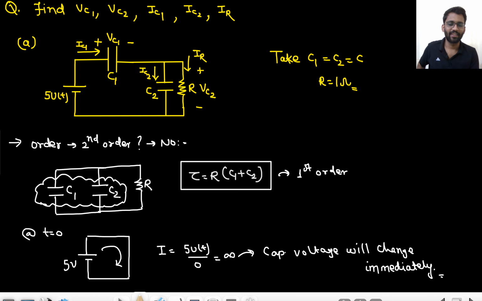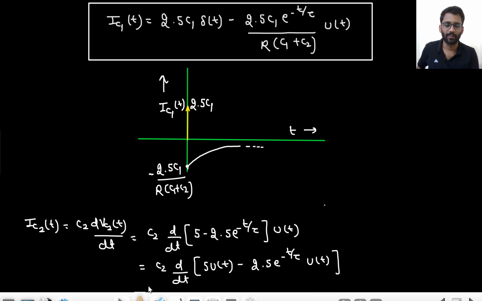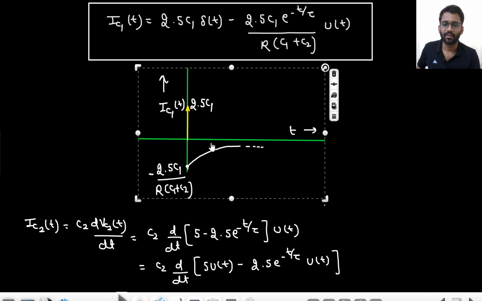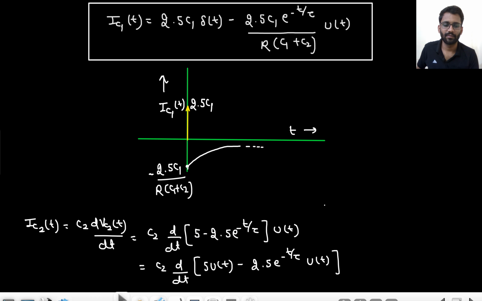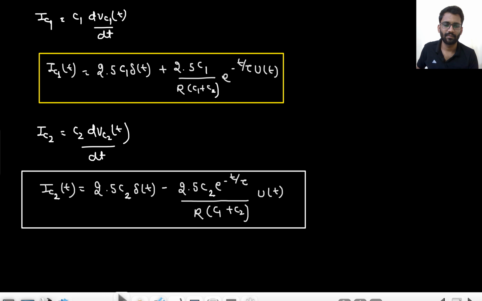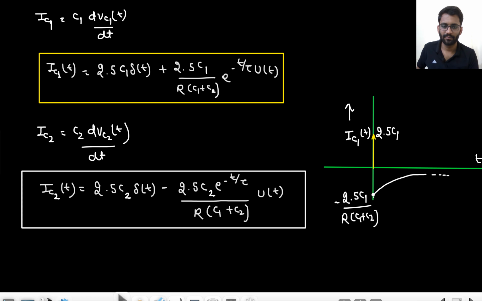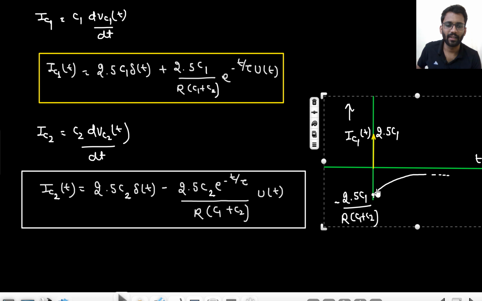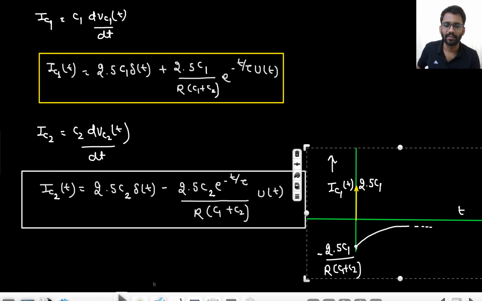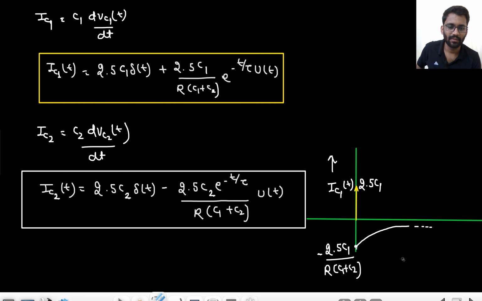Okay, and we can copy the graphs as well. Why should we waste time? We can copy the graphs as well. Okay, I will just copy the graph. This is actually the graph of IC2(t), right? This is the graph of IC2(t). Firstly, an impulse of 2.5 C2. This is C2 and then decaying down to 0. This is the graph of IC2(t).